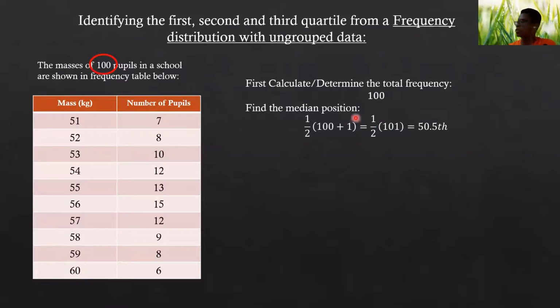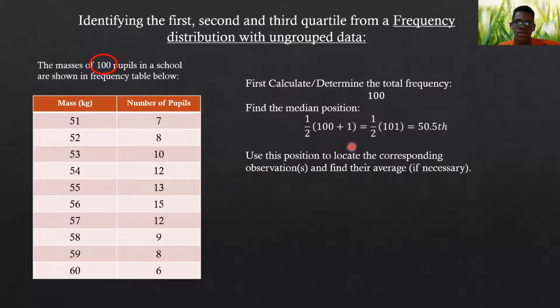mathematically equivalent. So the total frequency is 100, we don't need to go ahead and total this. 100 plus 1 divided by 2 is 50.5. So the position of the median is 50.5. And so we have to start counting. We use this 50.5 position to locate the corresponding observation or observations, to find their average if necessary. In a nutshell, we're using this position value to get the median.